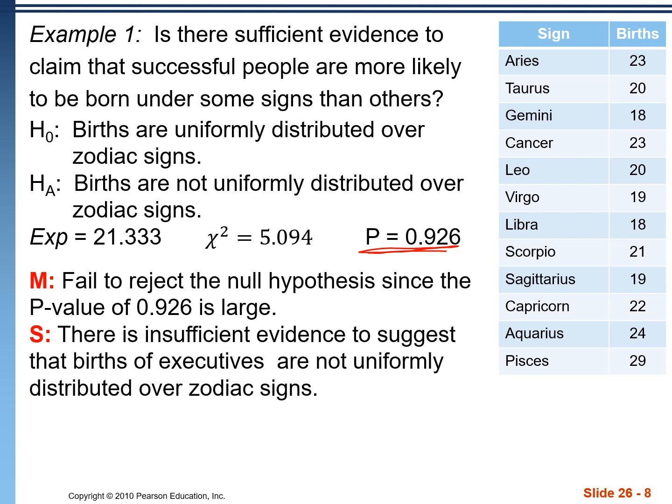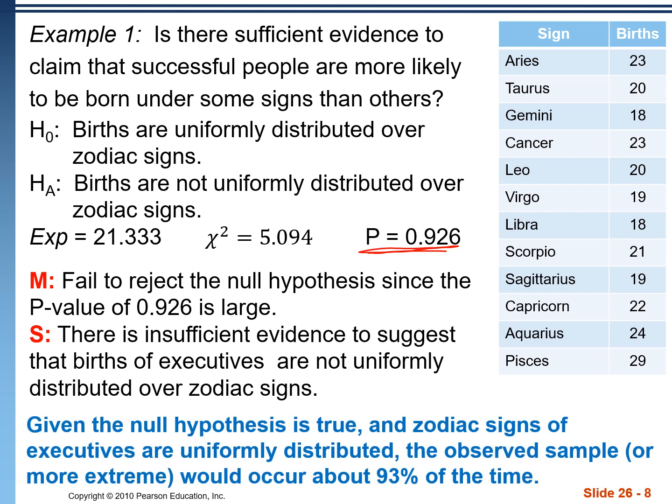If we're asked to interpret the p-value, we do it the same way as we have been doing. Given the null hypothesis is true and zodiac signs of executives are uniformly distributed, the observed sample or more extreme would occur about 93% of the time by chance alone.